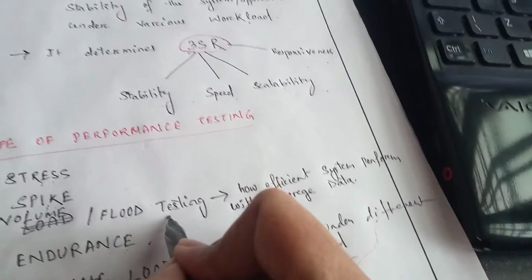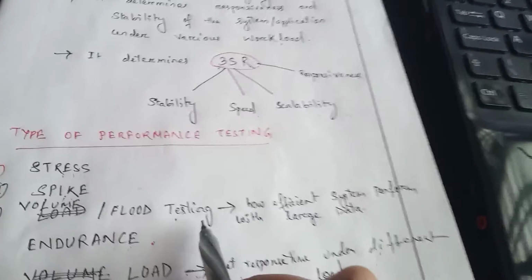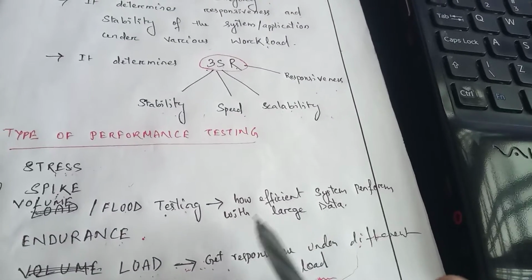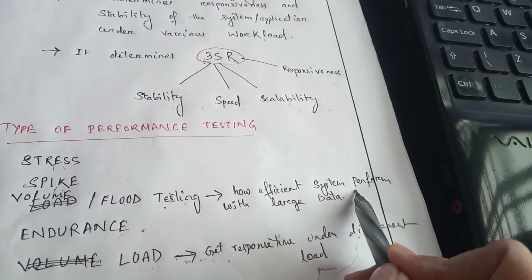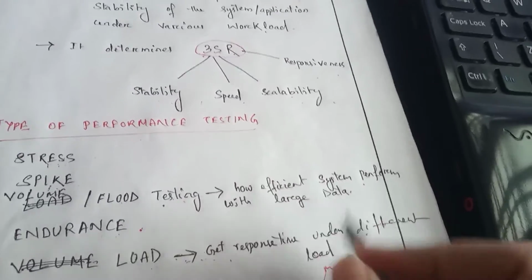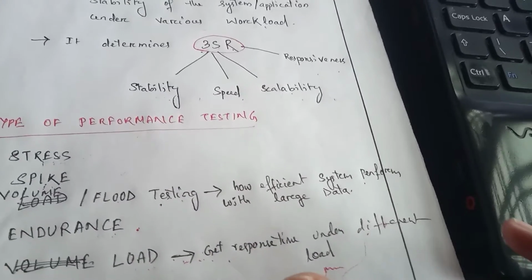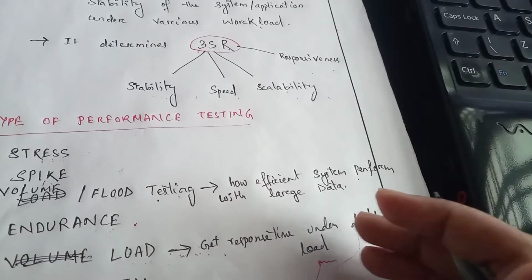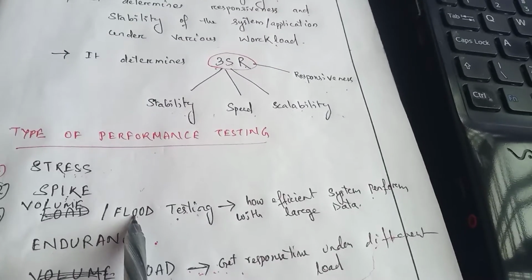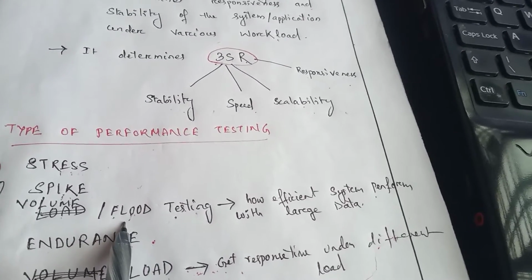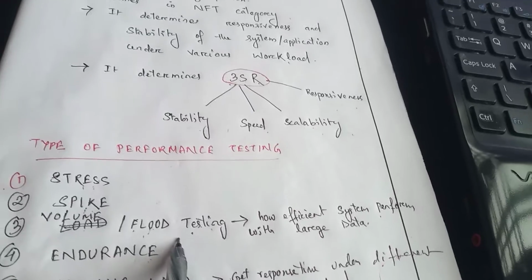Volume and flood testing. The main objective of this is to find how efficiently the system performs with a large data volume, when the database is flooded with lots of data, how the system is behaving. To determine that, we do flood testing or volume testing. You can consider batch processing testing for this.